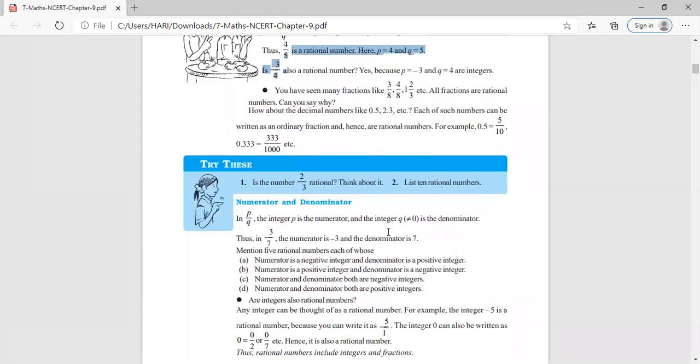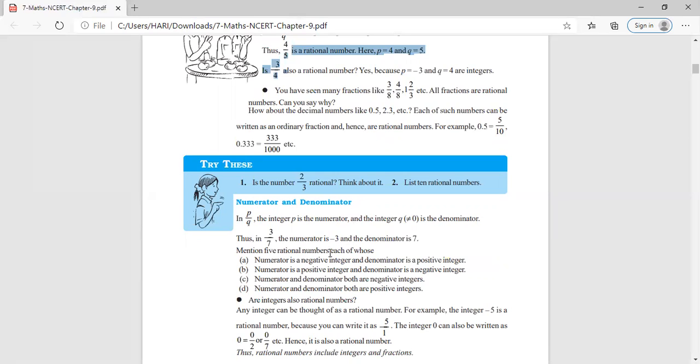Now we will consider the numerator and denominator of a rational number. That I already told. A rational number we write in p by q form, where p is the numerator and q is the denominator. And this numerator can be either 0 or a positive integer or a negative integer. And the denominator can also be either a positive number or a negative number, and it cannot be 0.